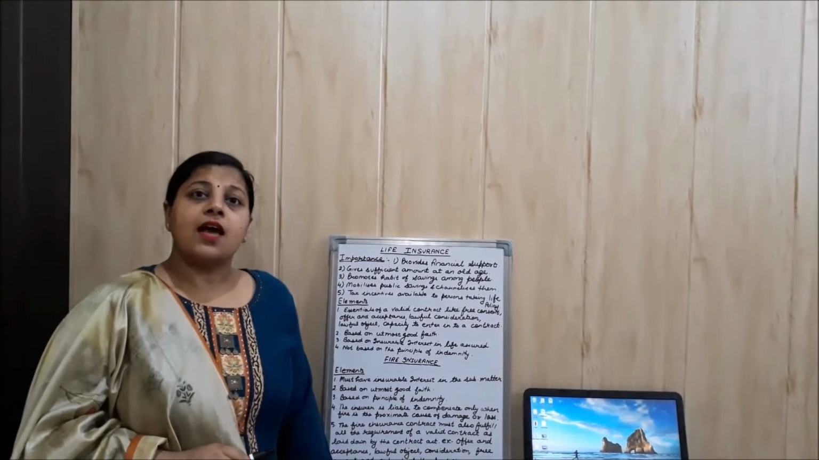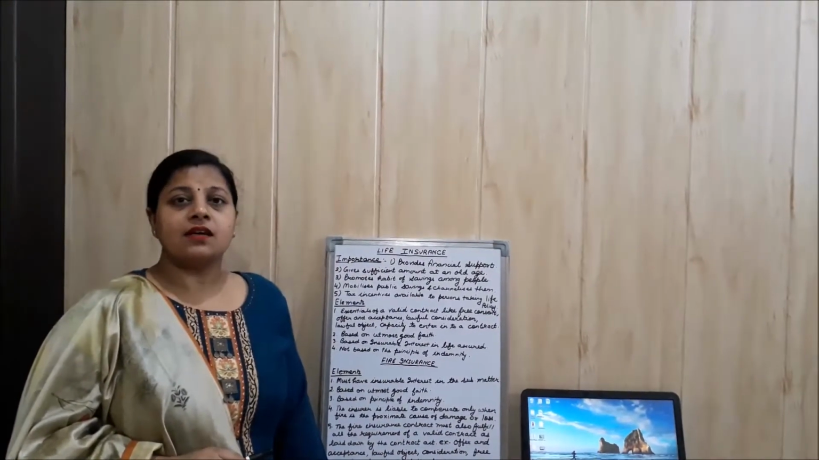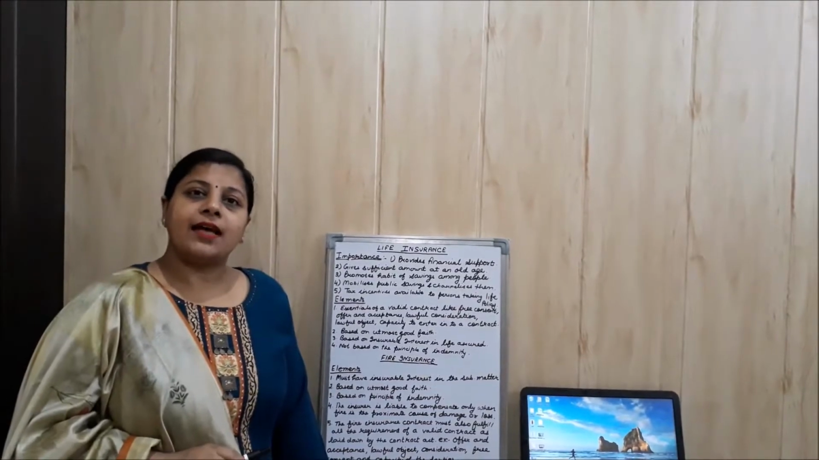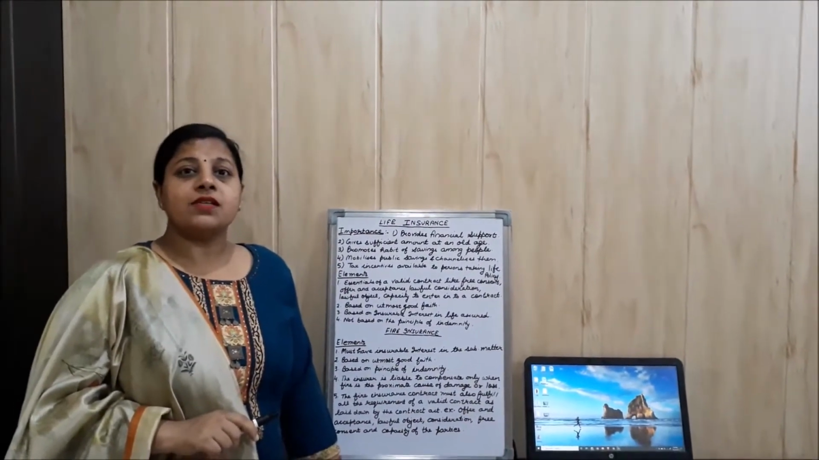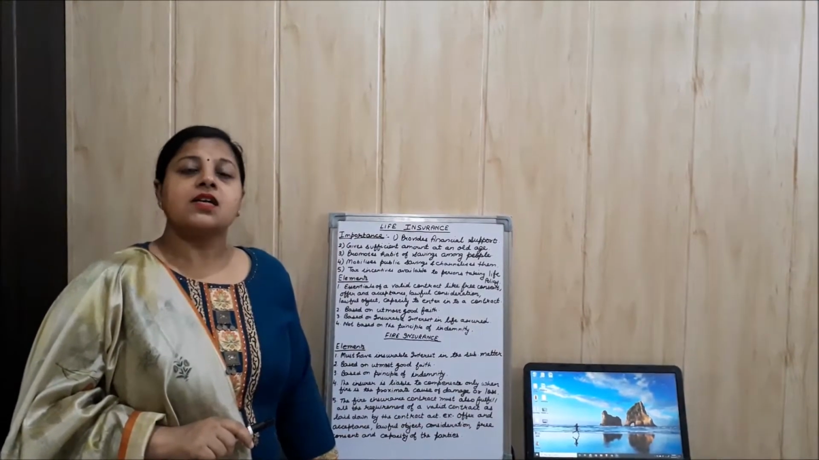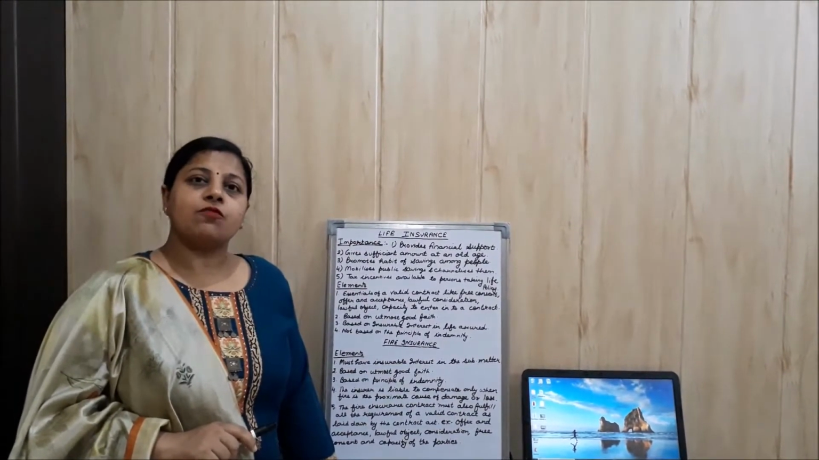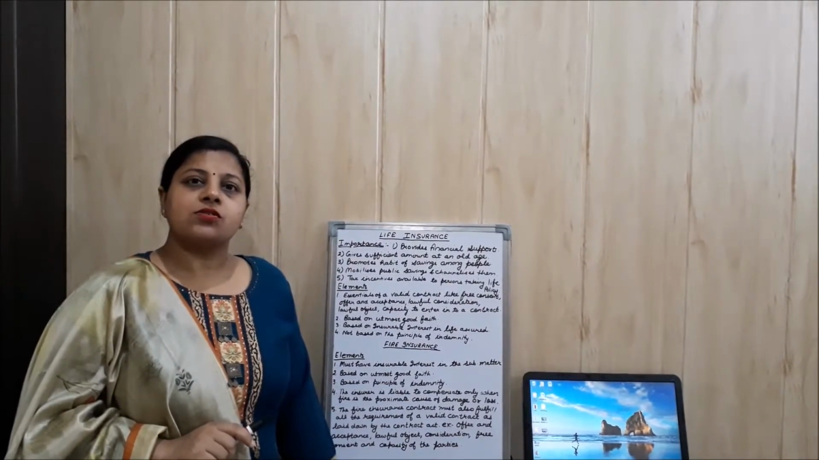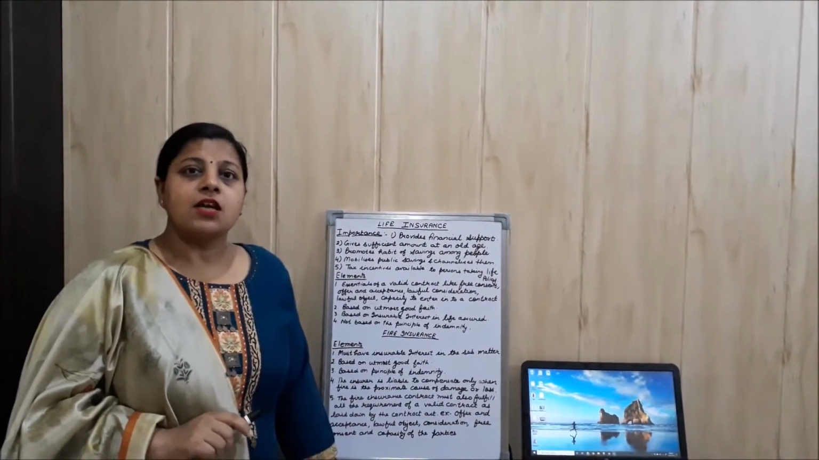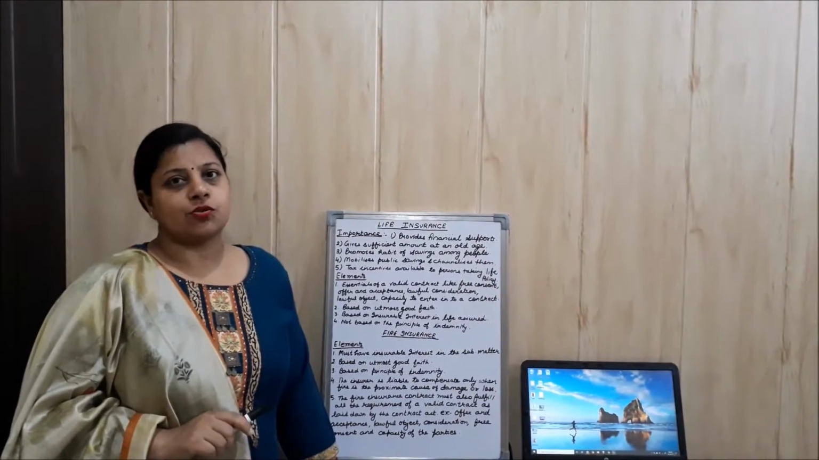So students, happening of an event means here the time of death of the person, and expiry of period means the maturity period. Suppose a life policy is taken for 10 years. If 10 years have passed, this is called the maturity period, meaning the policy is matured.